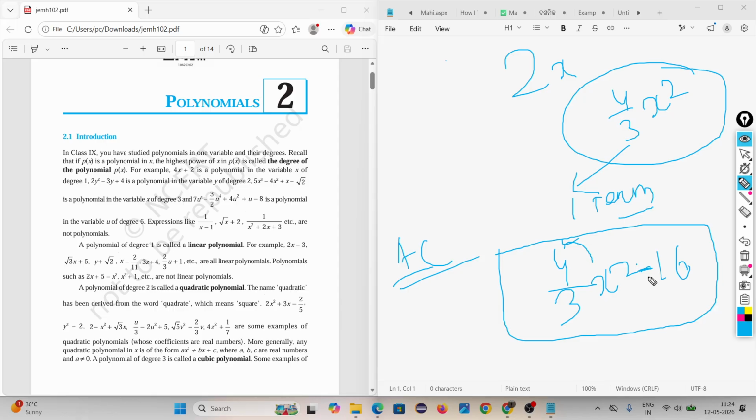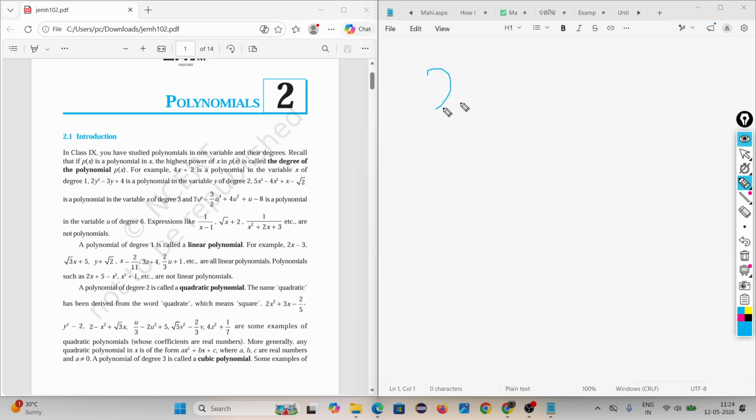Okay, sir. Then in the middle minus is coming, so it is one term, and minus 16 is another term. Then how many terms are there? Two terms. Here how many terms are there?